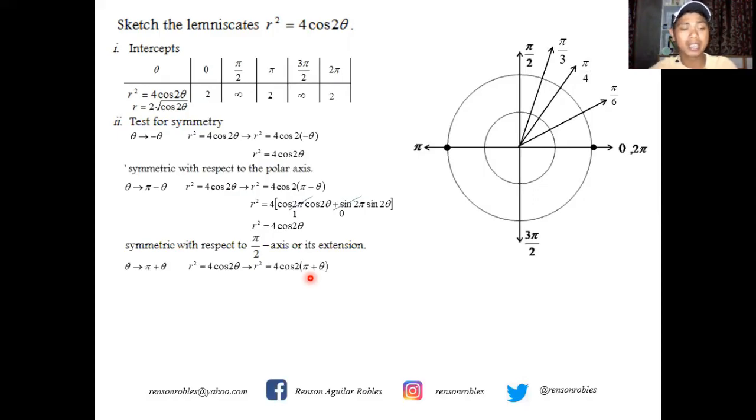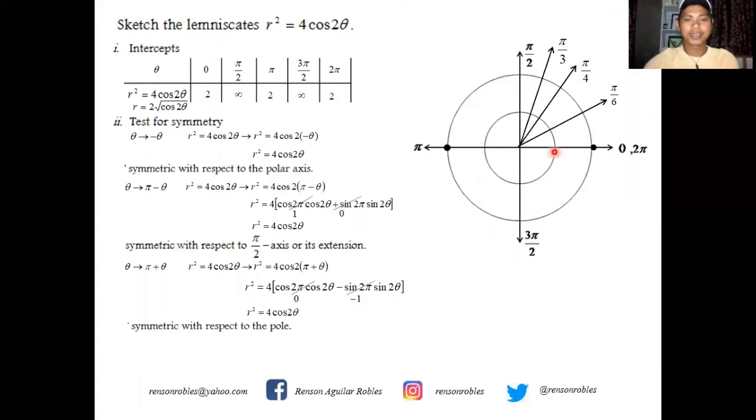And finally, we replace theta by pi plus theta. You're doing the same, so you will notice that it goes back to the original given, r squared equals 4 cosine 2 theta. And therefore, the lemniscate r squared equals 4 cosine 2 theta is also symmetric with respect to the pole or the origin. Okay, and the next step is to add additional points.